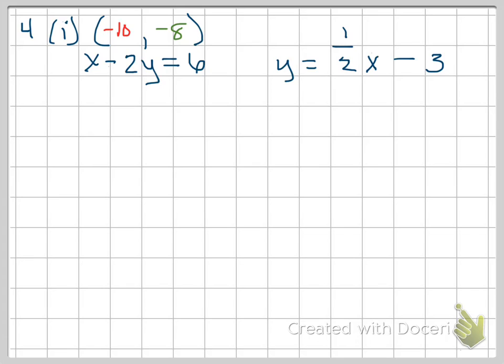All right, the next problem was 4i. Our x is red and our y coordinate is green, -8. So we simply take our -10 and plug it in where the x is in the equation, and our -8 where the y is. So -10 minus 2 times a -8 equals 6.